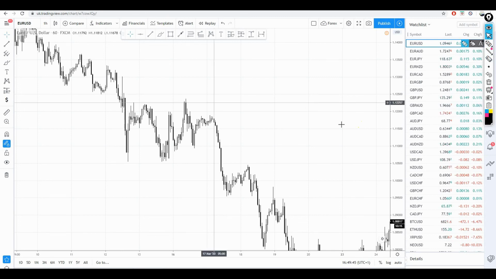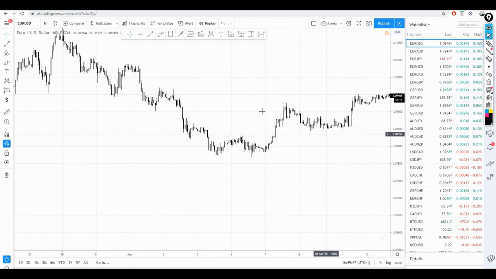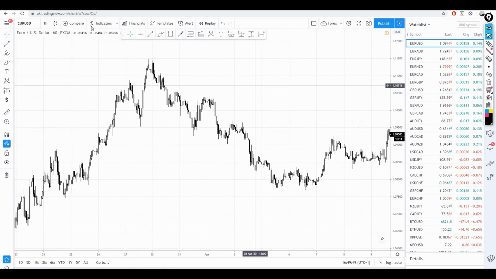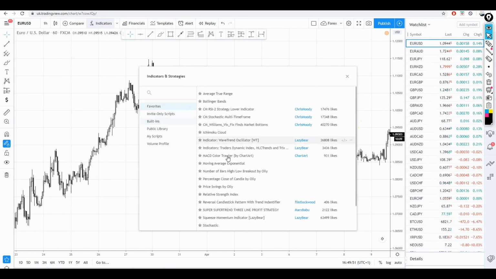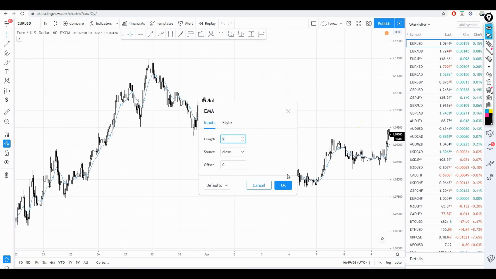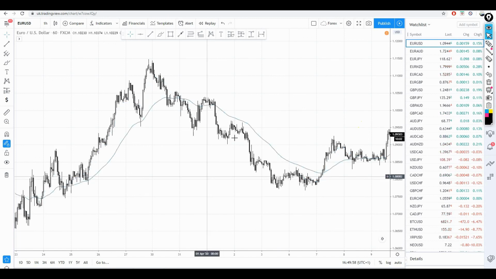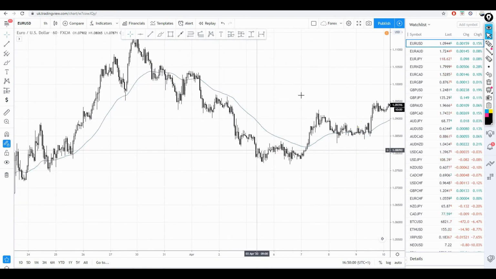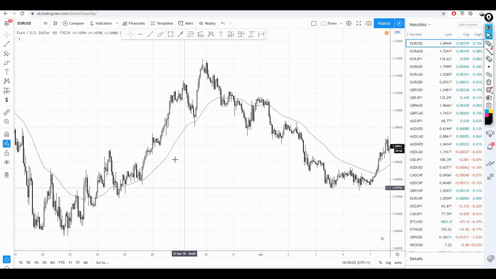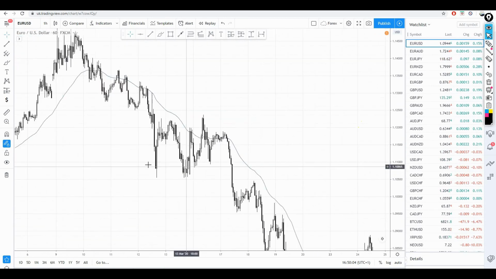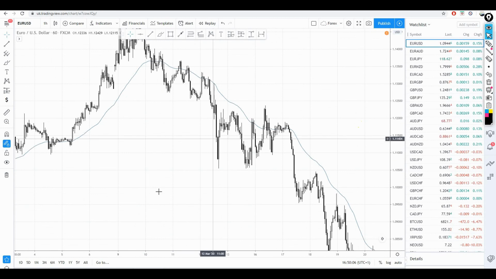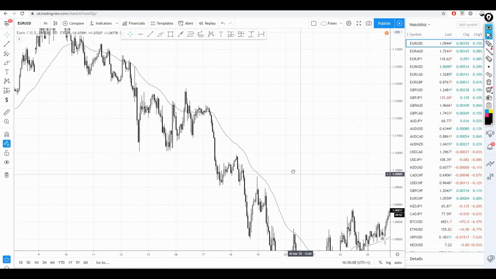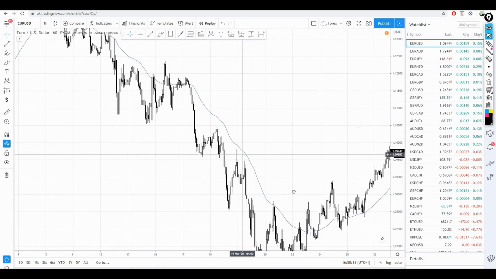Another way, just briefly cover it, to very quickly eyeball the trend, stick a moving average on. Prices below the moving average, we're in a downtrend. Prices above the moving average, we're in an uptrend. Very, very simple, easy way. If anything, I would say this is more objective than the previous higher low, lower high, whatever.